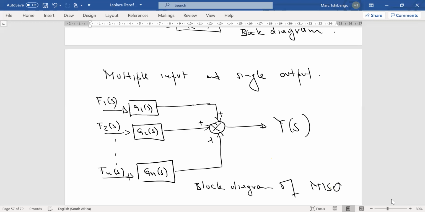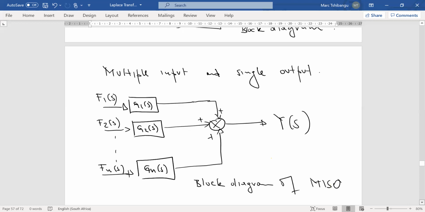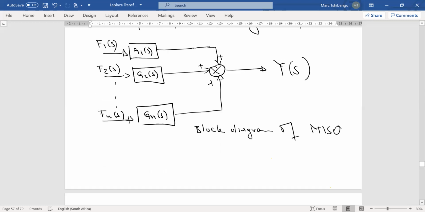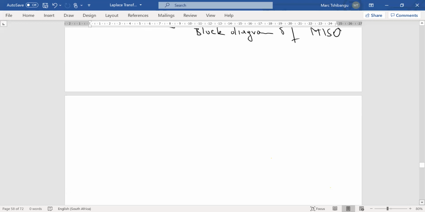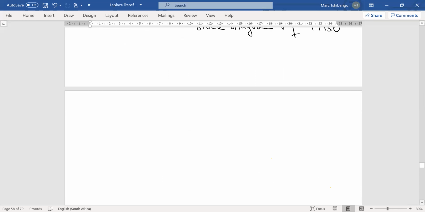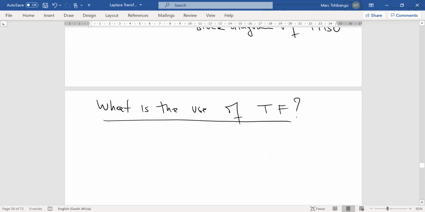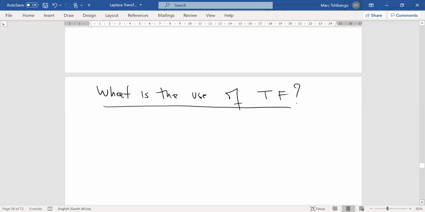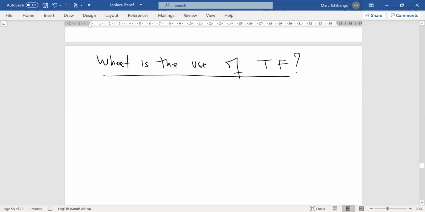But one question though, what is the use of transfer function? I'm sure you're wondering, what is the use of transfer function? It's always important to know why we are doing something. Again, I'll just abbreviate it as TF. I want to explain first, and then we're going to answer this question, and then we're going to end there.